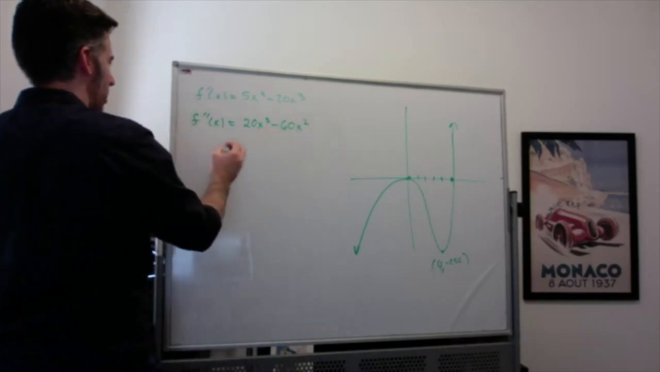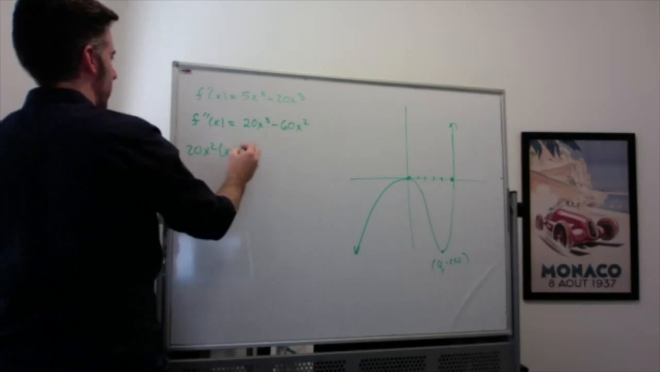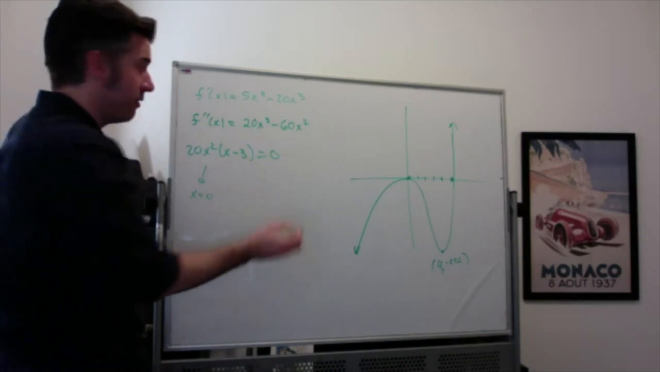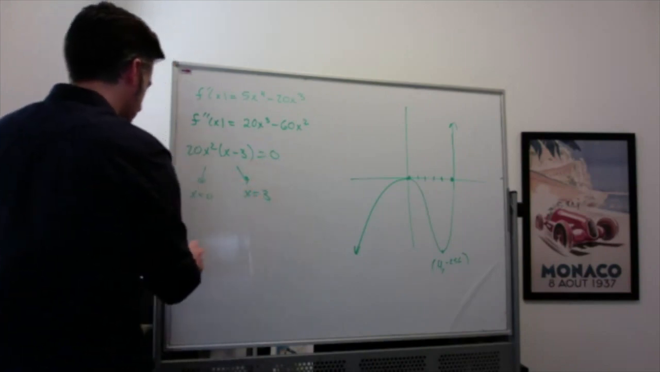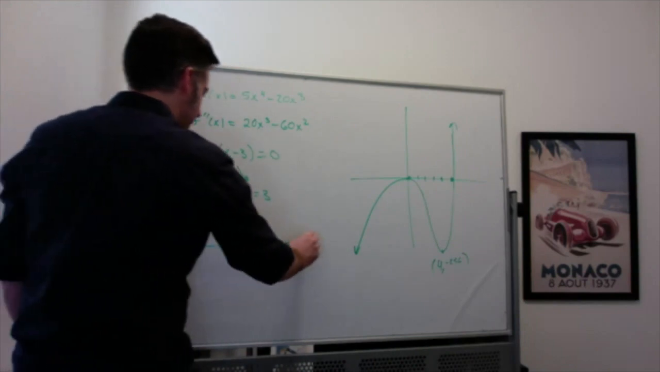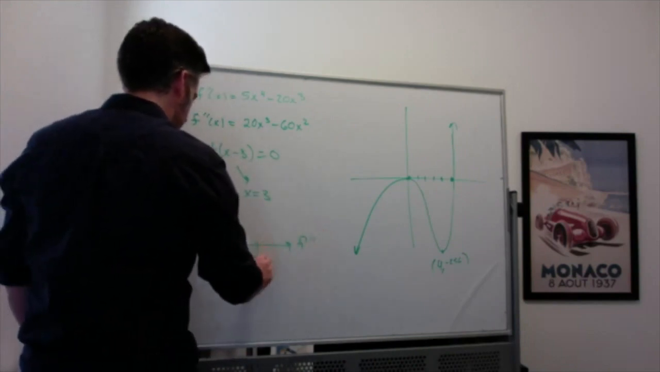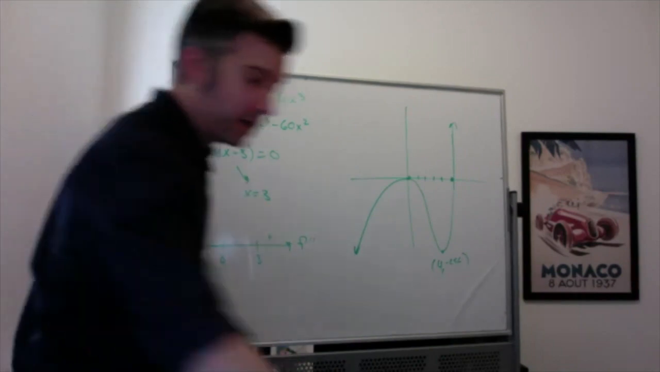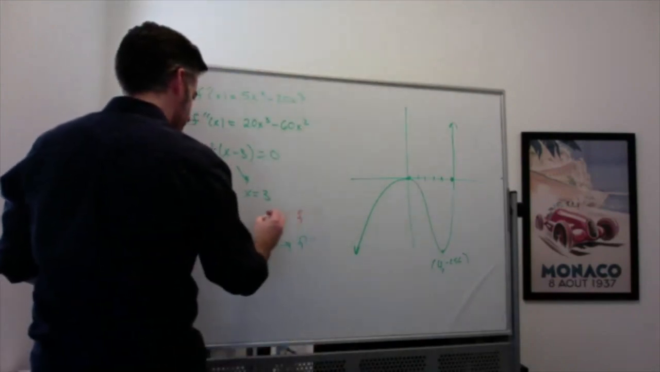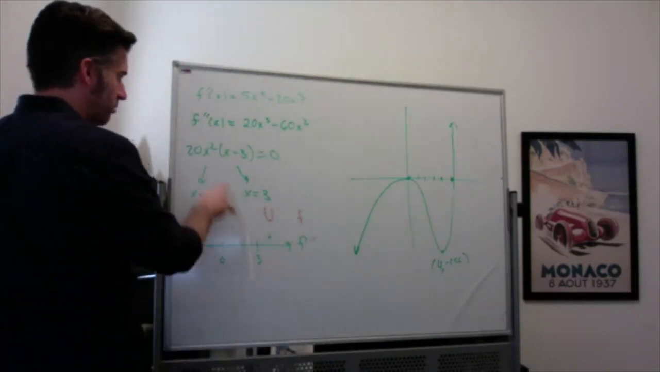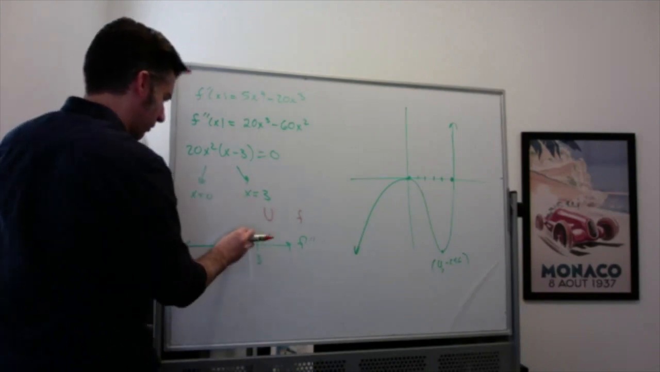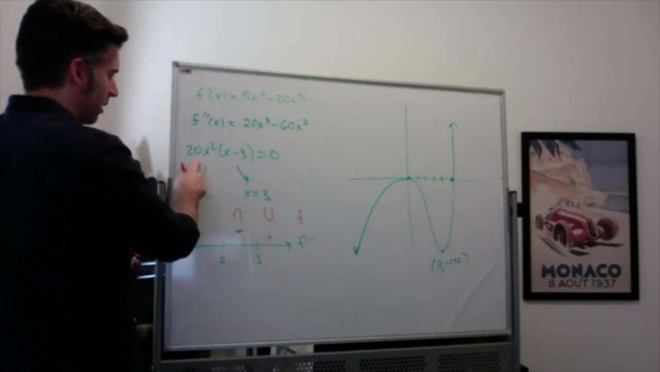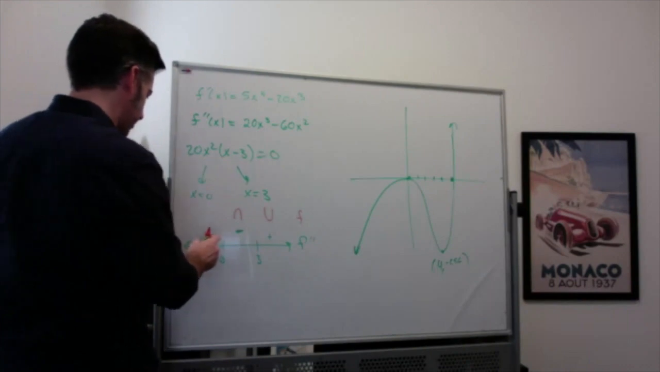Factor out the 20x squared, I'm left with x minus 3. So I end up getting x equal to 0 as a critical value for the second derivative, and x equal to 3. So using this number line for my second derivative here, 0 and 3. If you get a number larger than 3, like 4, positive, positive, that means the function is concave up. In between 0 and 3, like 1, positive, negative. So it's negative overall, which means it's going to be concave down. And if we get a number like negative 1, negative, positive, negative, so it's going to be concave down again.